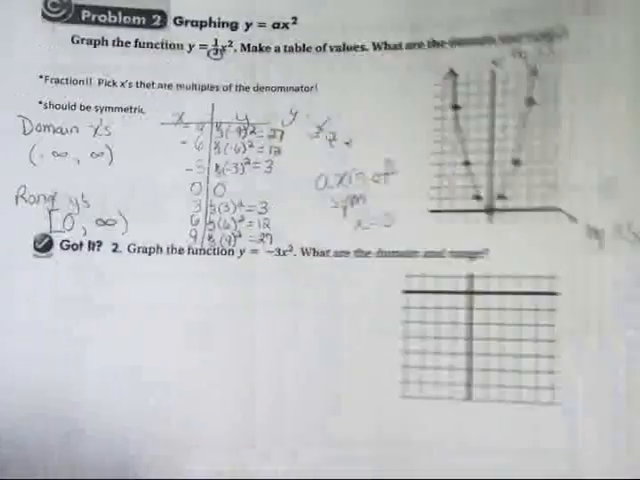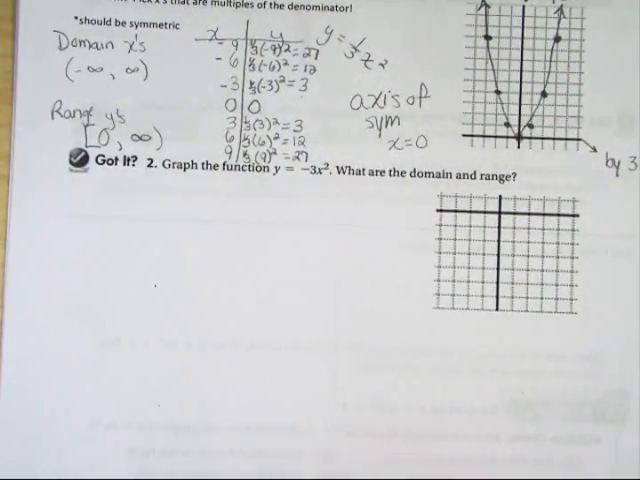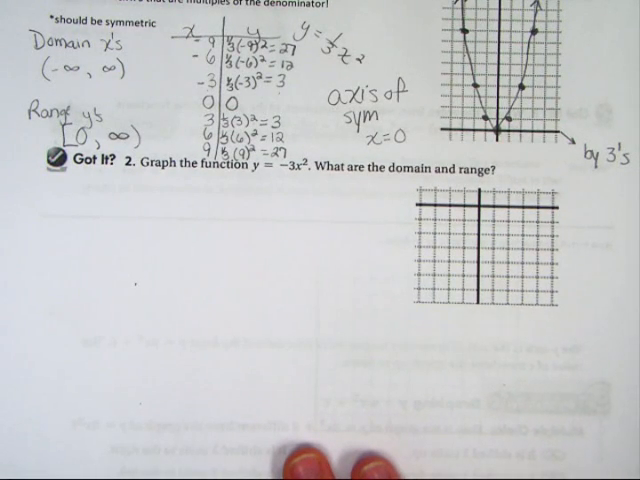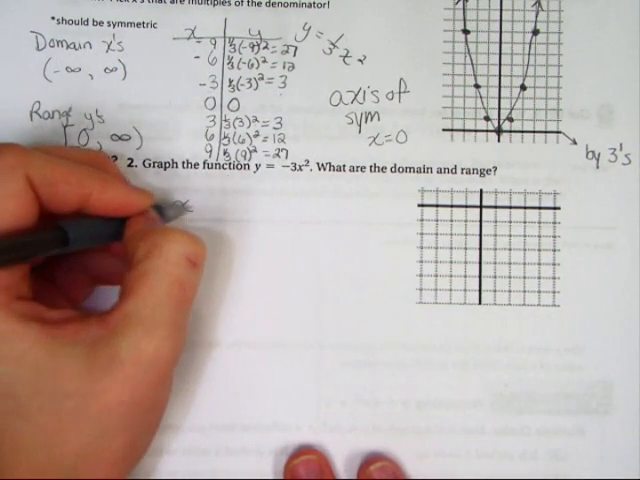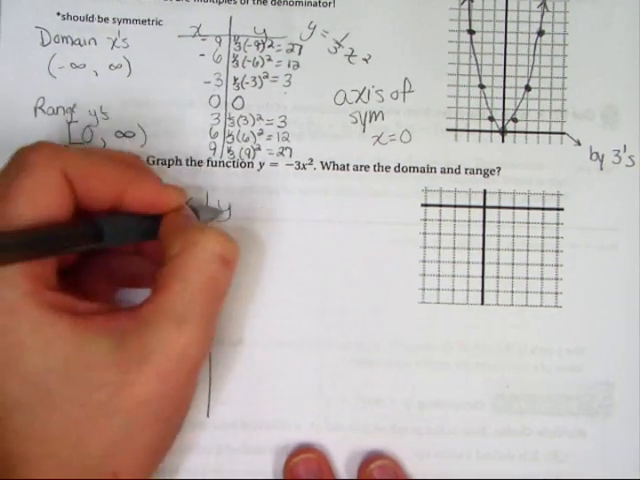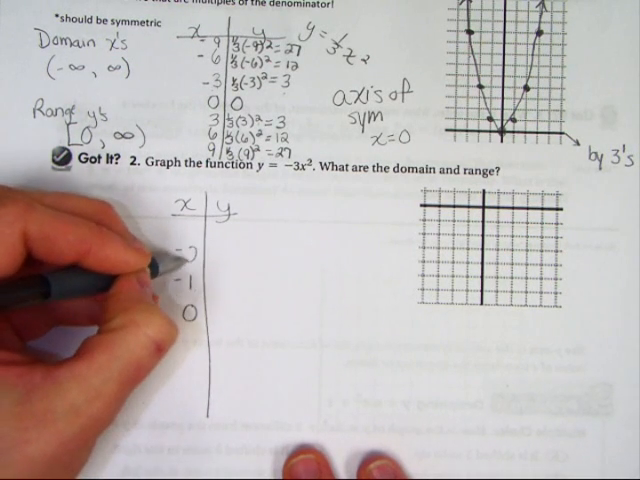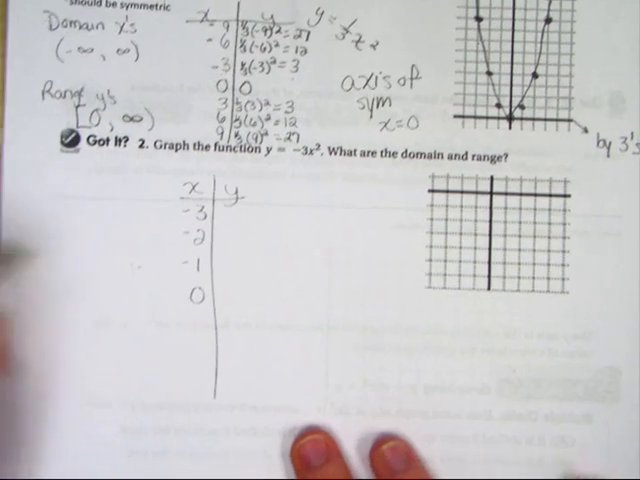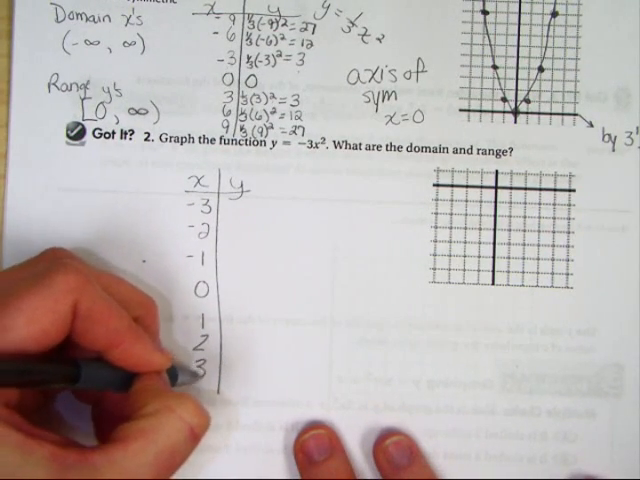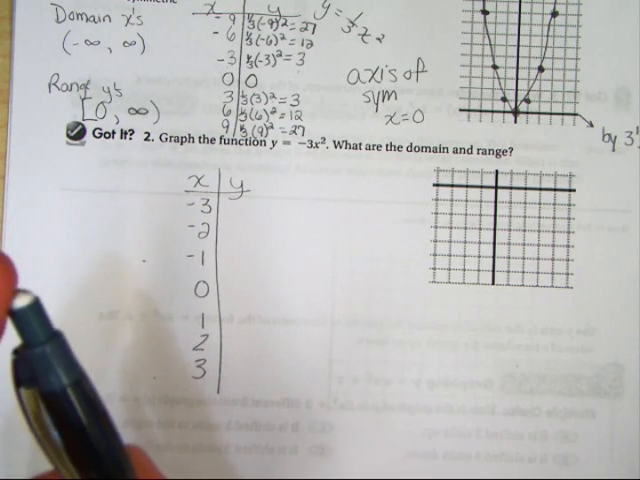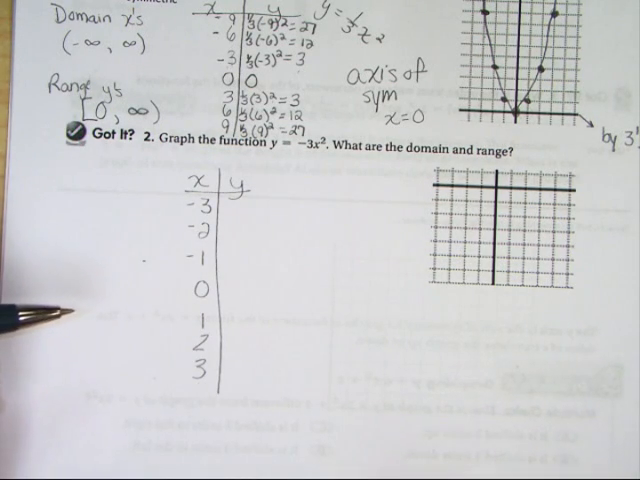Let's try graphing one more, and then we'll start a new video. Graph the function y equals negative 3x squared. What's the domain? What's the range? There's no fraction to worry about on this one. So when I make my xy chart, I'm going to go to 0, and I'll do negative 1, negative 2, negative 3 to have a nice picture. 1, 2, 3. Really, you just have to go to 1 and 2, but doing what I'm doing is going to give us a much better picture.